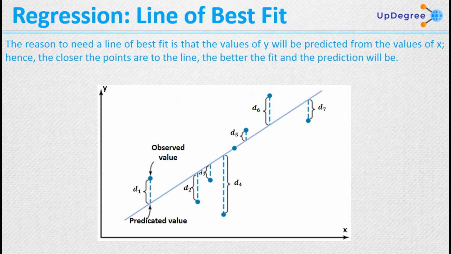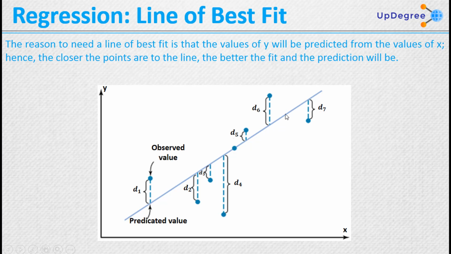The reason we need a line of best fit is that the values of Y will be predicted based on the values of X, and hence the closer the points are to the line, the better the fit and the prediction will be. So here you can find the regression line they have considered, and these are the different points. Some points are falling on the line, and most of the points are falling either on the upper half or in the lower part of the regression line.